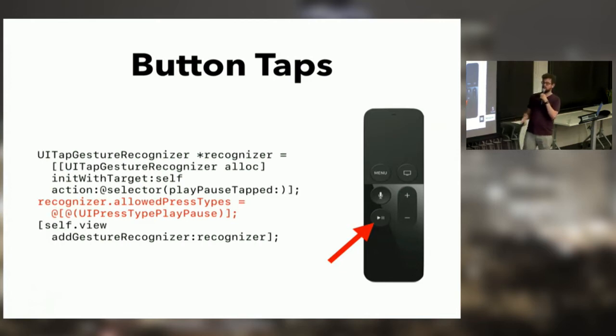First thing is the Siri remote has buttons, and you can actually pick up button presses on things. So this is an example where I want to make the play pause do something. You basically just create a UI tap gesture recognizer. This should be pretty familiar to everybody. There's an extension specific to tvOS, which is allowed press types. Allowed press types takes an array of NSNumbers, which is really weird. I don't know why it's not an enum or something like that. But you pass in the buttons that you want the gesture recognizer to operate on.